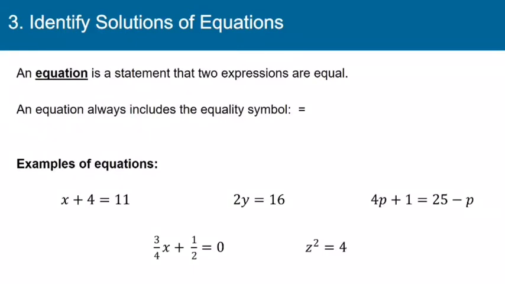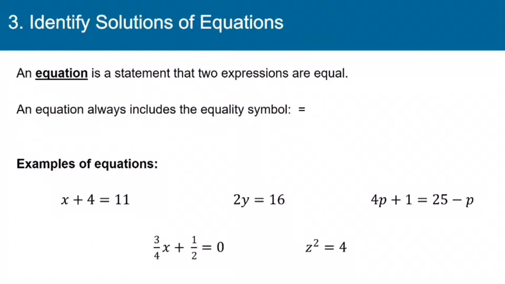And here are a couple more equations. 3/4 times an unknown number plus 1/2 equals 0. And an unknown number times itself equals 4. Now for each of these equations, we could figure out what the unknown value would have to be so that the two sides match. You'll spend a lot of time in algebra learning how to solve different types of equations.